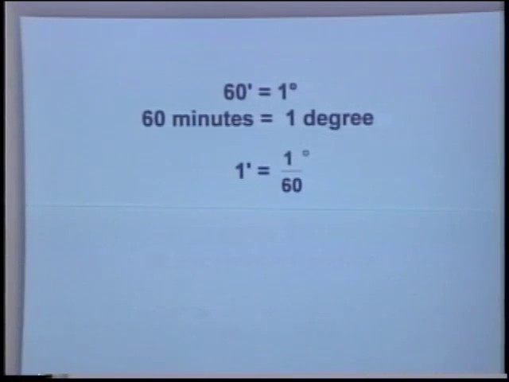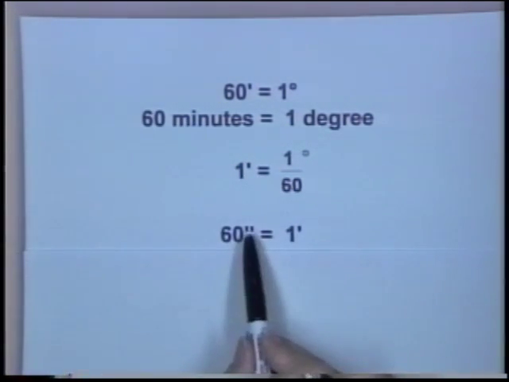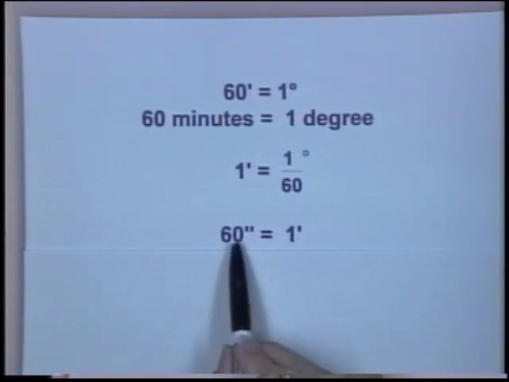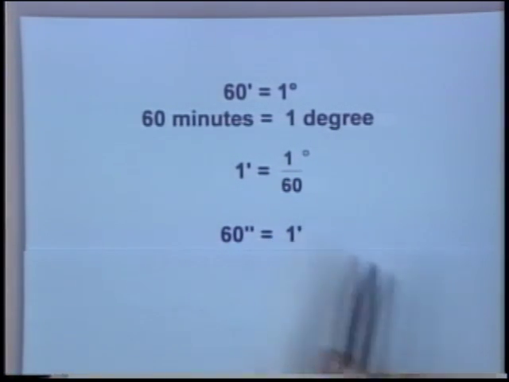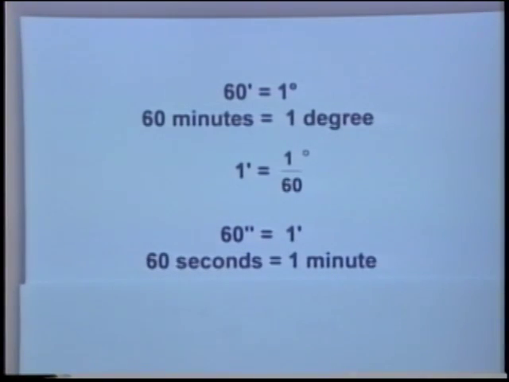Our minutes are made up of seconds. We use the inch symbol for the second symbol. You're probably familiar with the inch symbol. 60 seconds equals 1 minute. And there it is in words.